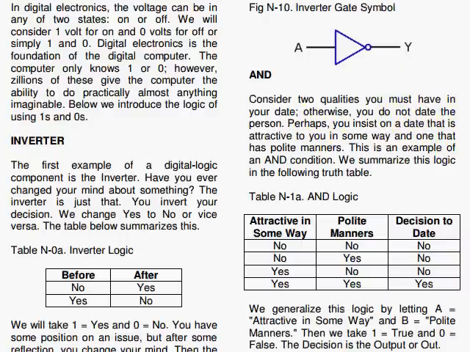The next gate is the AND gate. Think of AND as having two conditions that need to be met in the simplest case. We'll consider going out on a date. Let's say that we want our prospective date to be attractive to us in some way. Perhaps we want to date a musician. And we'd like our date to be polite.